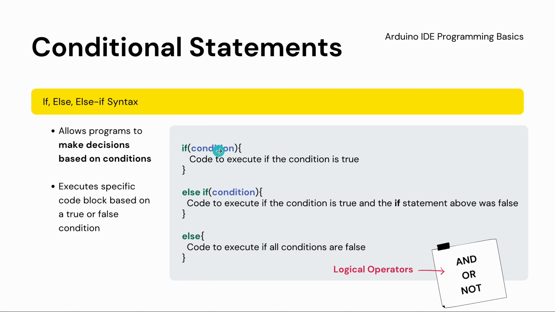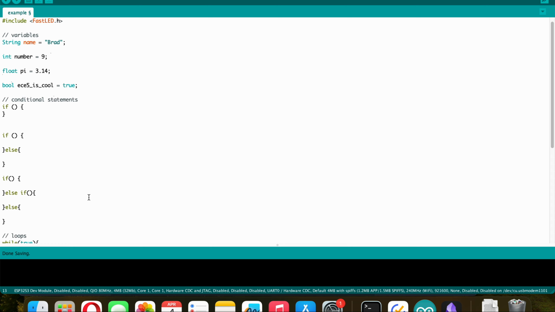But these conditions are up to you totally, and you can use logical operators such as and, not, or. You might have seen in, like, if you take ECE 25, and, not, or gates. So I'll show an example here about what that can look like.